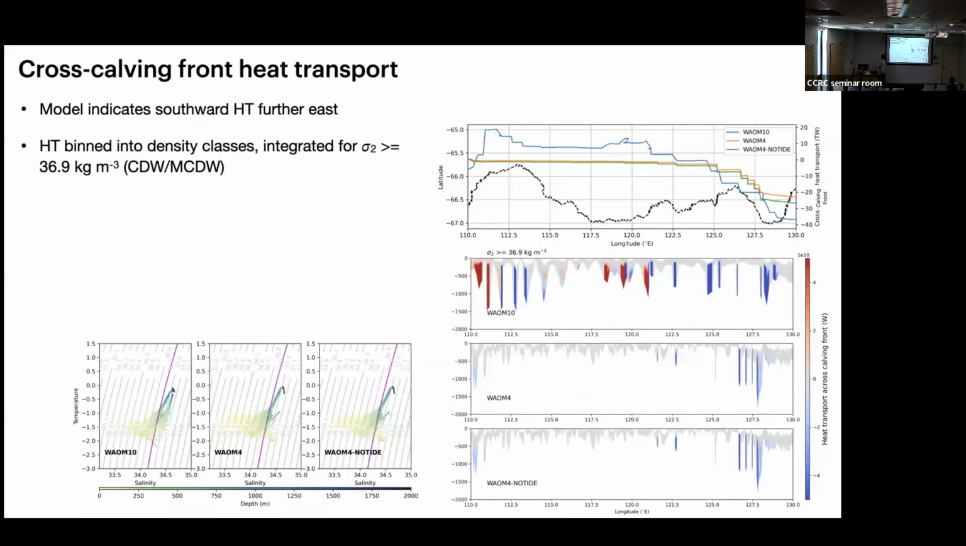And then when I bin this into density space and show again the cross calving front heat transport along the calving front per depth, you can see there's a lot of water going south further east in both 4 kilometer experiments, and more in the 10 kilometer. And definitely it seems to be where the entrance of our ice shelf cavity is deeper. It actually favors more modified circumpolar deep water intrusion.